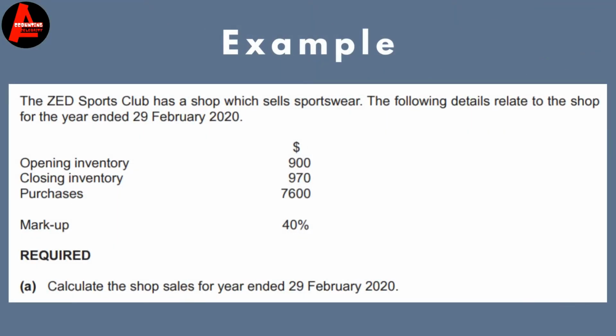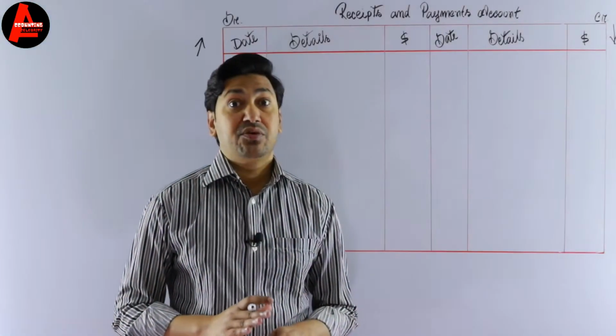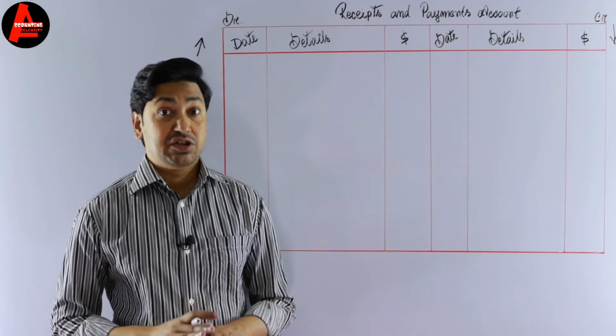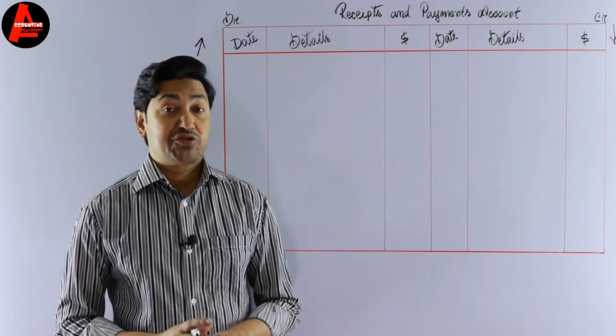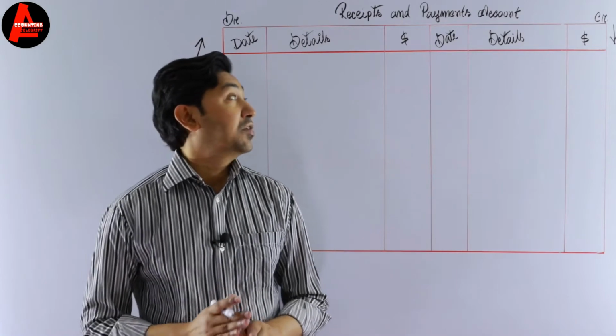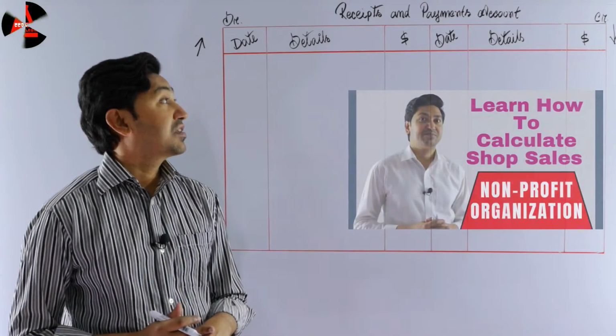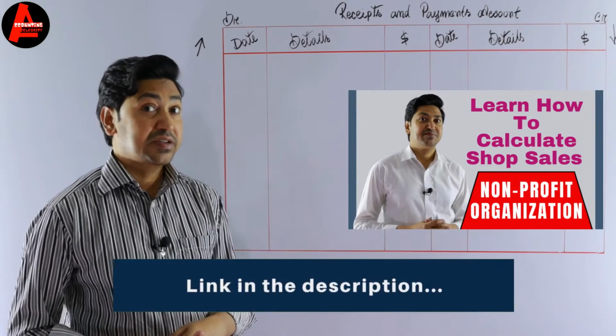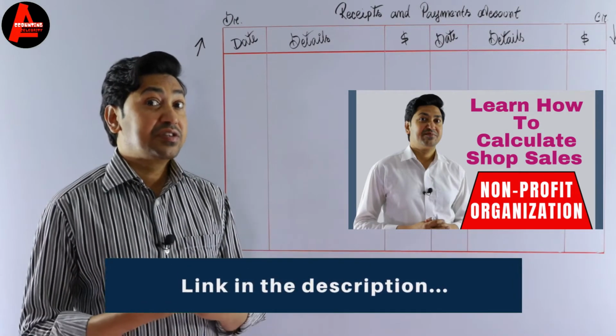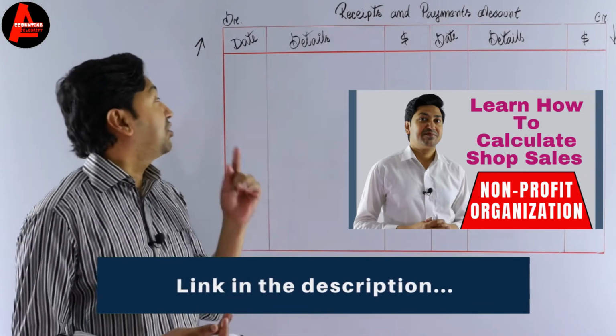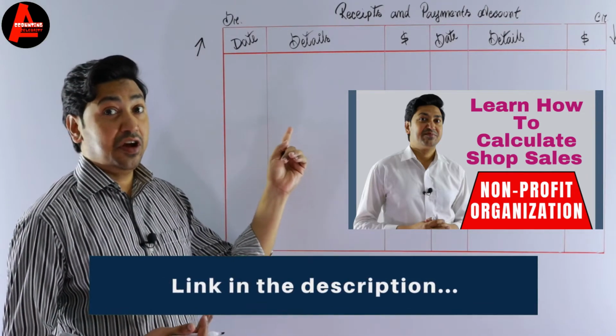The Z Sports Club has a shop which sells sportswear. The following details relate to the shop for the year ended 29 February 2020. Opening inventory, closing inventory, purchase and markup 40%. Here this information is given because we need to calculate sales. In this question there is no sales figure, but when we prepare receipts and payments account, we need to include sales. By selling goods, the organization receives money, receives cash. So it will be debited, included here on the debit side.